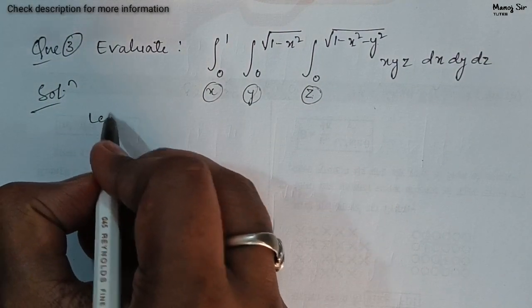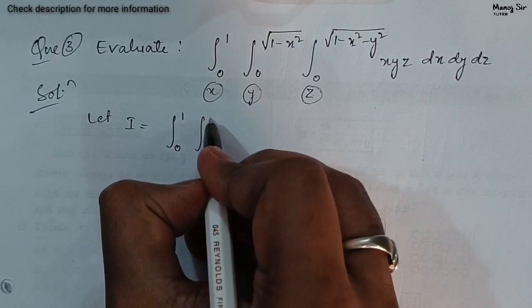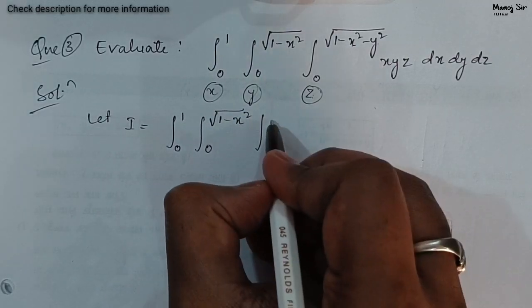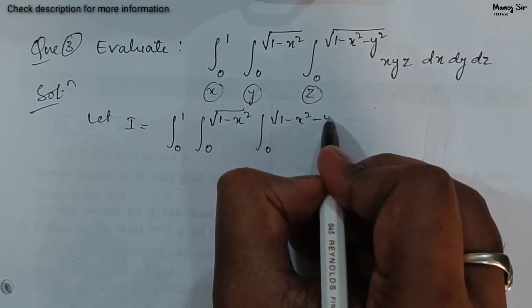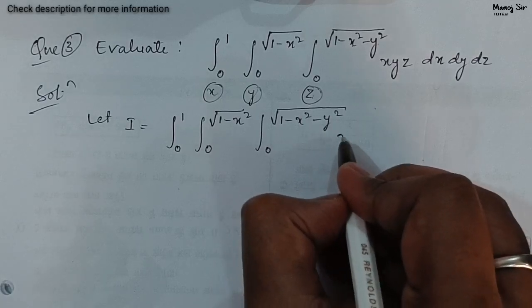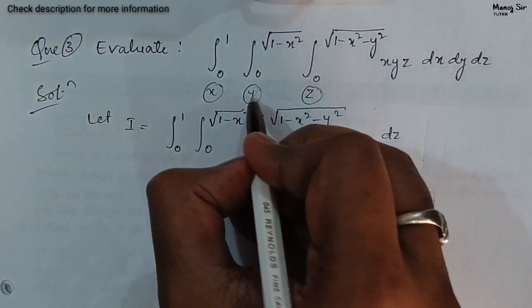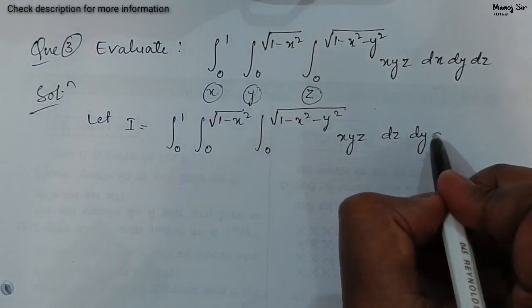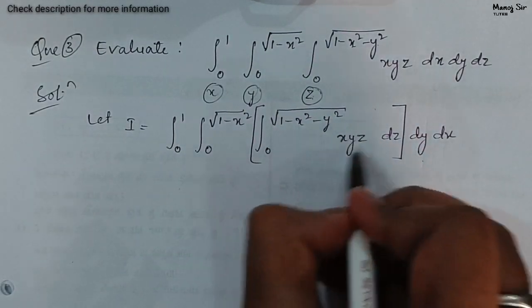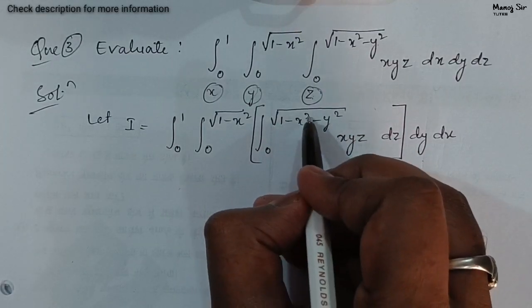So let I equal the integration from 0 to 1, integration from 0 to root over 1 minus x square, integration from 0 to root over 1 minus x square minus y square. The function is xyz, and the order of integration would be dz, then dy, then dx. First we will integrate this function with respect to z, whose limit goes from 0 to root over 1 minus x square minus y square.